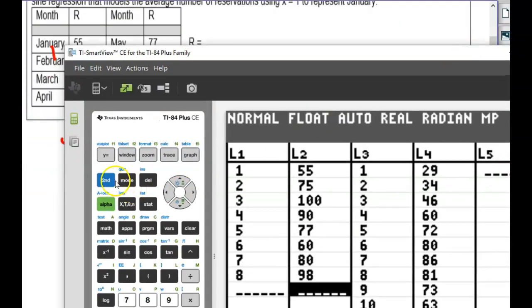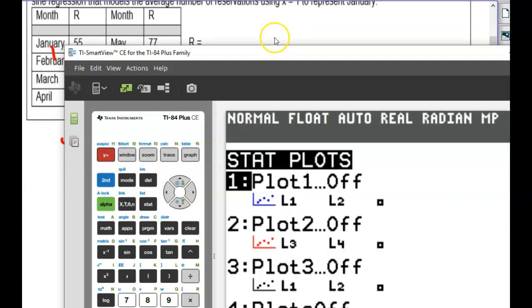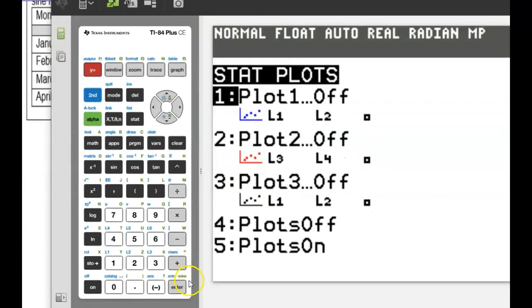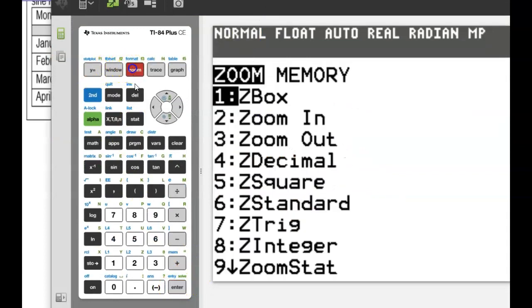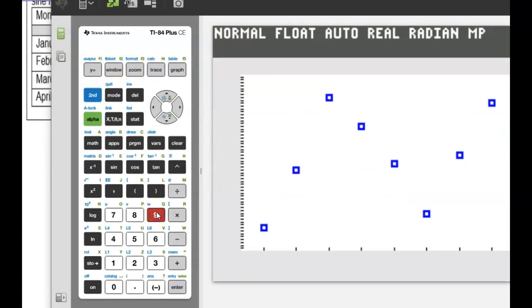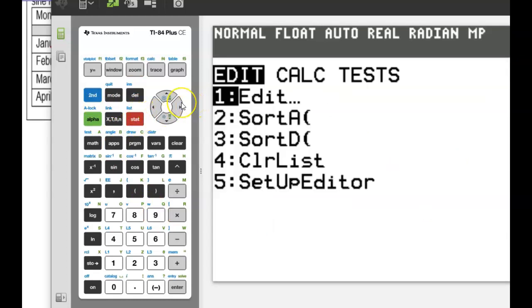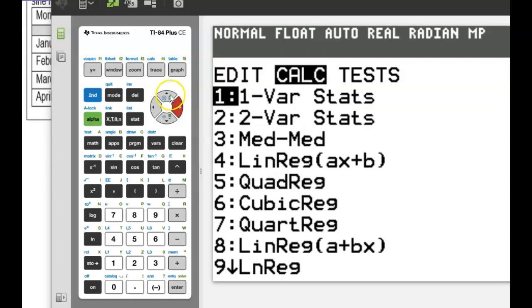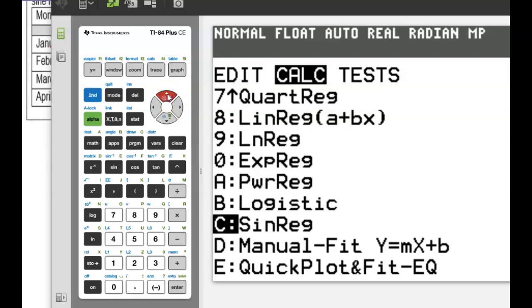Okay, if you wanted to look at them, you would turn on the stat plot and do a zoom 9. All right, but the biggest thing, whether you graph it or not, is that you have to store the regression equation and use that stored equation in your table to find the prediction. So it's right arrow, stat, right arrow, up to sine regression or down.